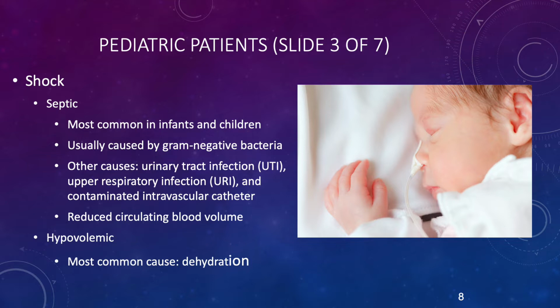Typically, septic shock is caused by some type of gram-negative bacteria. Remember, gram-negative bacteria are those bacteria that have a really thin cell wall, and they don't hold the stain very well, so they end up looking like a really light pink. Examples of those are E. coli, which lives in our intestine, Pseudomonas, and H. pylori.